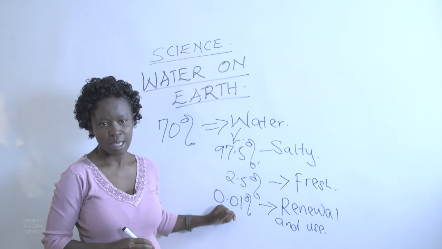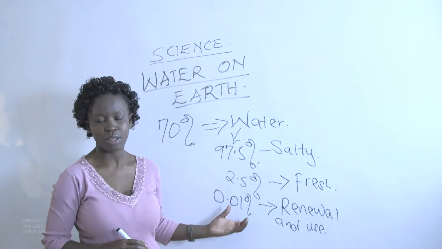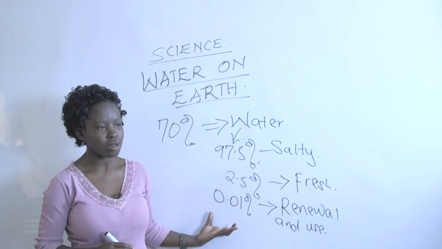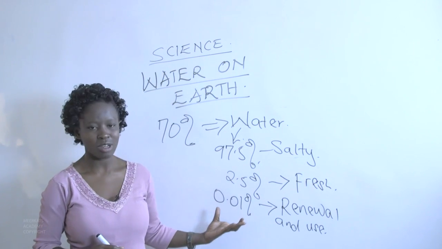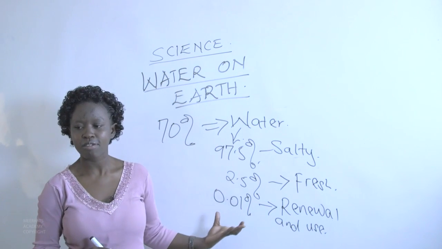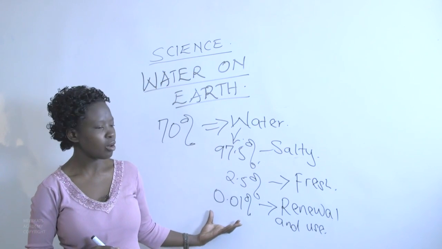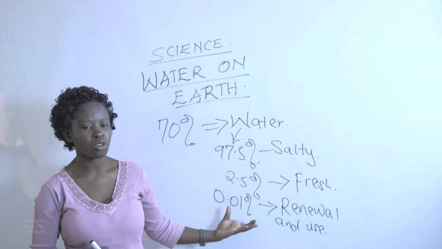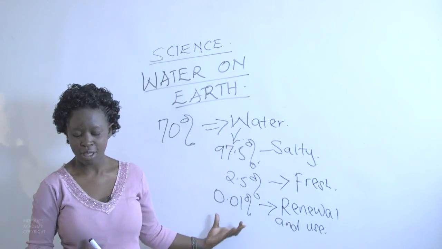So what are we saying? That there is very little water that is available for use on the Earth's surface. This 0.01% of water is the one that is available for use, and as it is being used, it is undergoing a cycle so that it is continually supplied on the Earth's surface.